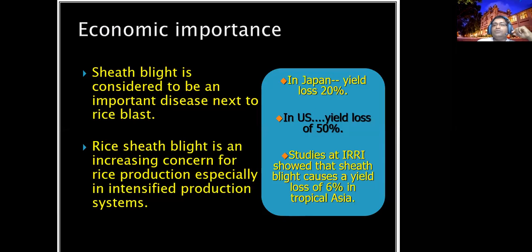It has been reported that in Japan it causes 20% losses. In the US, it is 50%. But this attack is less in Asia, where it causes nearly 6% yield losses, because the conditions are not favorable in tropical Asia. The RH will not go more than 90, so the disease incidence is very low in tropical areas.